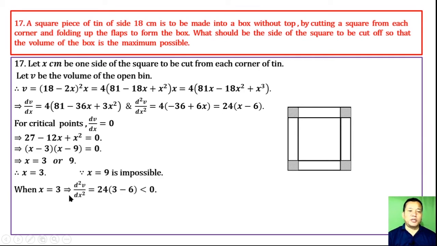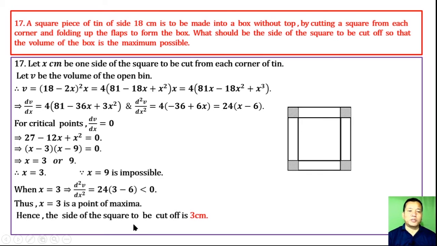When x is 3, the value of d square V by dx square at x equal to 3 is less than 0. Thus x equal to 3 is a point of maxima. Hence the side of the square to be cut off is 3 cm.